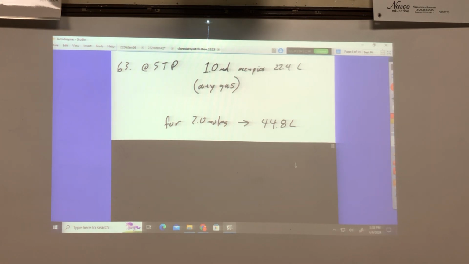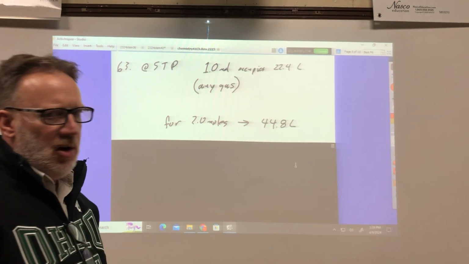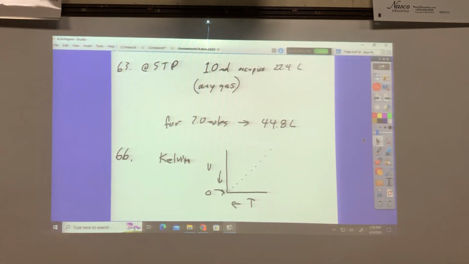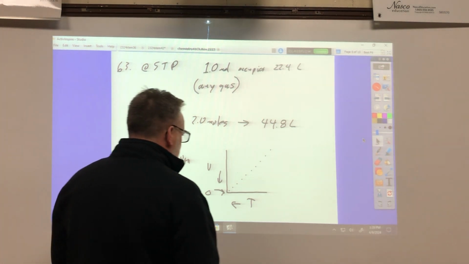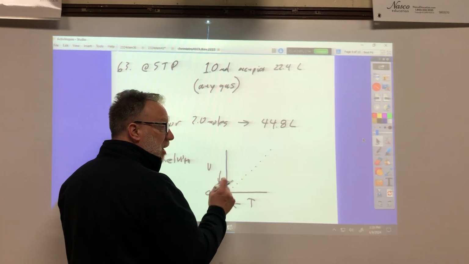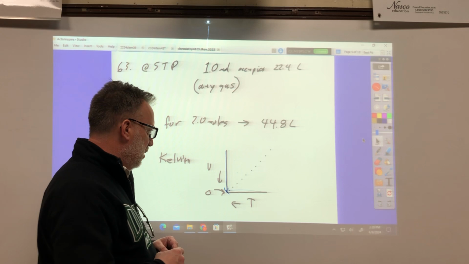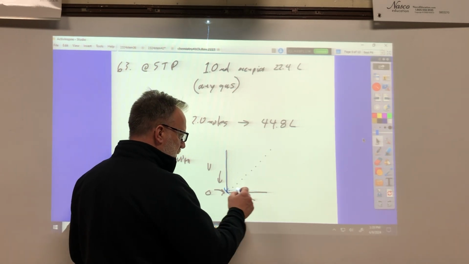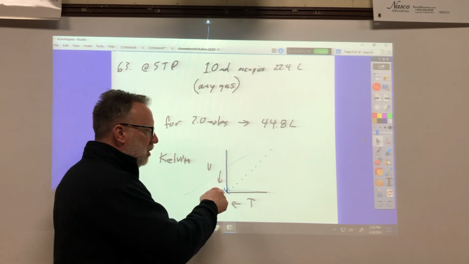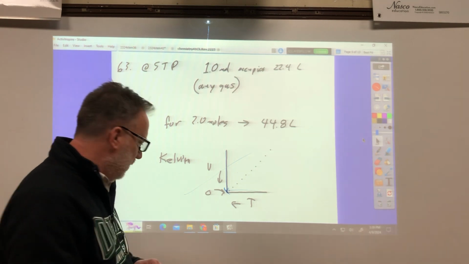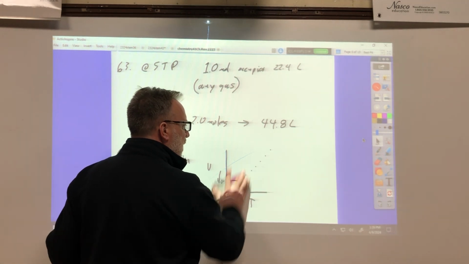Okay, number 66 says what units must be used to express temperature for the ideal gas law? You're using Kelvin, and the reason you're using Kelvin is you want on your graph the volume to drop to 0 for the gas when the temperature drops to absolute 0. If you don't have Kelvin temperatures on that, your y-intercept is not there. I think it would graph something like this. So you want that to graph down to the origin.